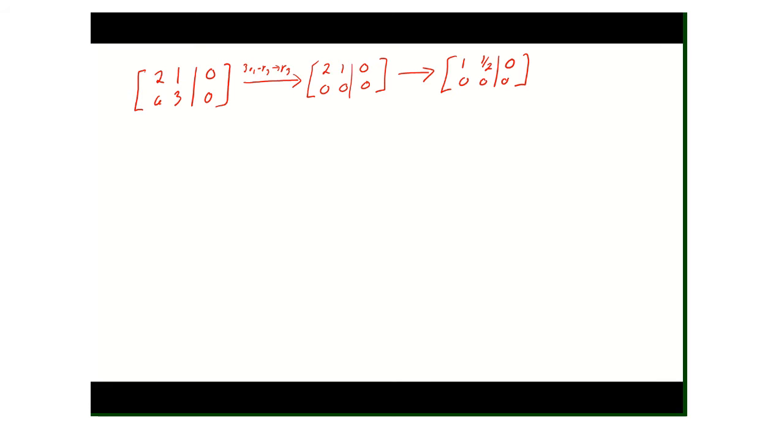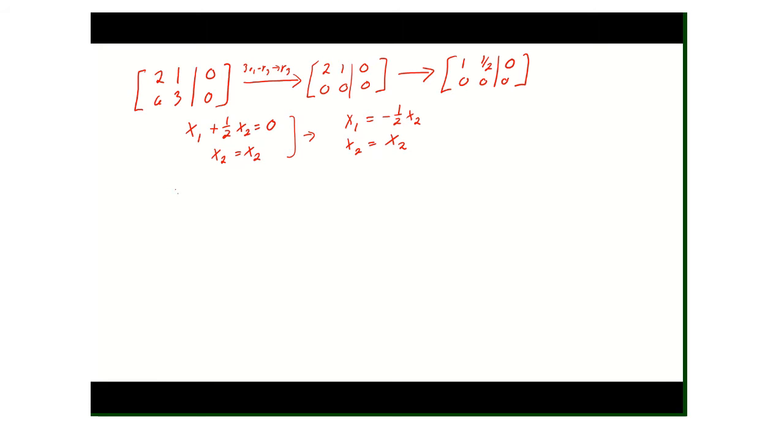So what do we have? We have x1 plus 1/2 x2 equals 0, and x2 equals x2. That's our free variable. Rewrite just a little bit. We get that x1 equals negative 1/2 x2, and x2 equals x2. x2 is our free variable.